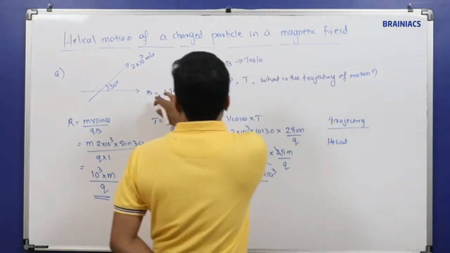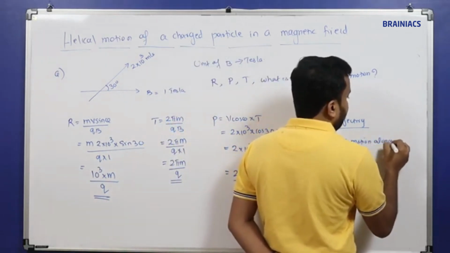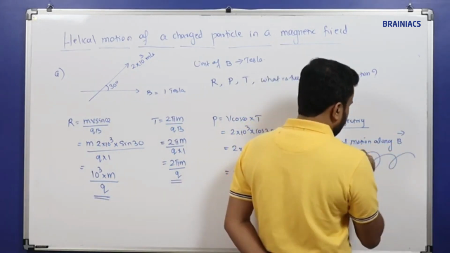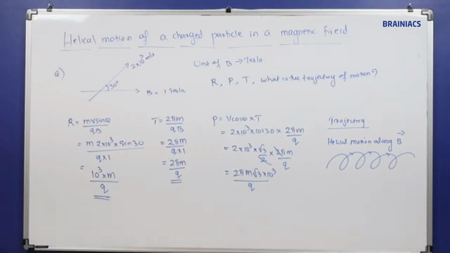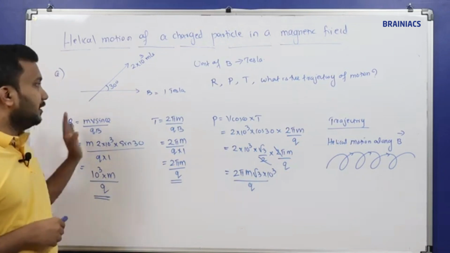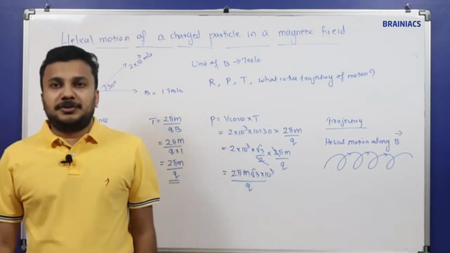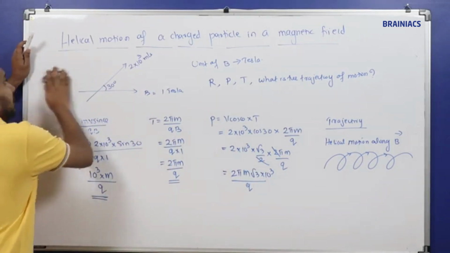Helical motion in what direction? Along the direction of B. Helical motion along the direction of B, which means the motion is like this. This is the helical motion. Okay, so the trajectory is motion along the direction of B, and that is the background of this question. So hope this is clear. One velocity and one magnetic field are given. Based on that we have calculated radius, time period, pitch and then trajectory. So hope this is clear to you. We'll move to the next question related to helical motion.